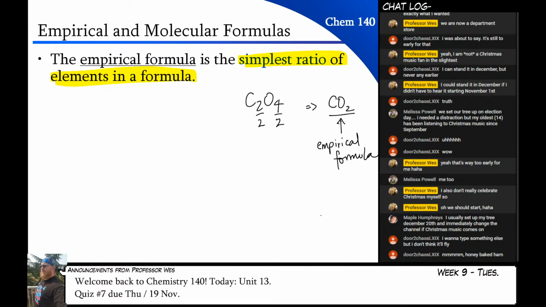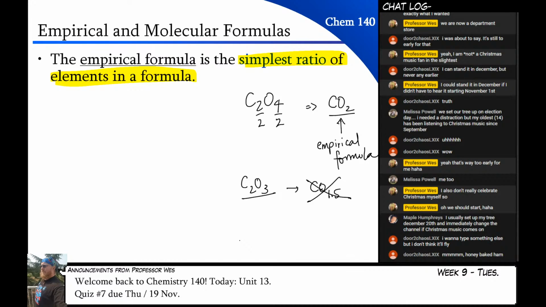Now, the number we're dividing by has to be an integer. So, for instance, this right here, yeah, you could divide by 1.5, but if you did that, you would get this. And if you do that, you end up with a fractional atom. There aren't halves of oxygens flying around. You can't do that. So this is not allowed. You cannot end up with a decimal as a result.